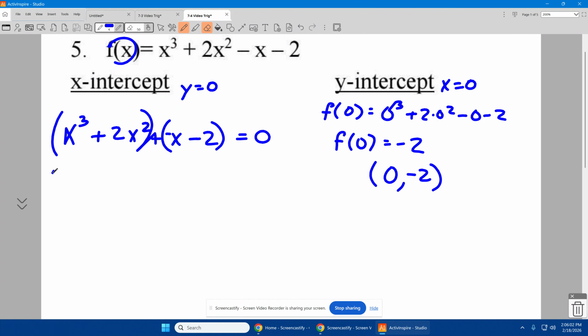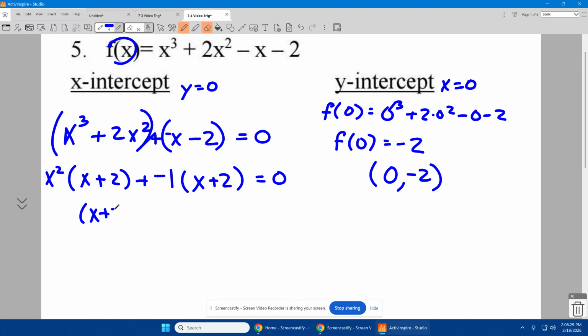Now, what factors out here? An x squared factors out, leaving behind an x plus 2 plus, remember, since we had to change to a plus and negative, we have to factor out a negative. Nothing comes out, so a negative 1 comes out. That leaves x. Negative 1 times x is a negative x. Negative 1 times a positive 2 is the minus 2 there. So this factors to an x plus 2 times an x squared minus 1 equaling 0.